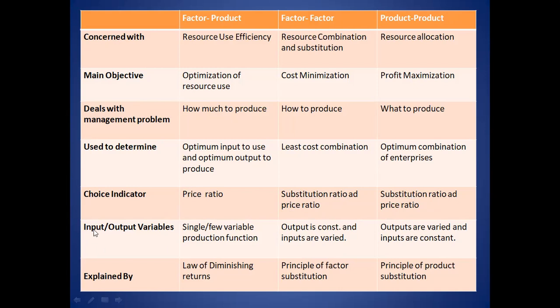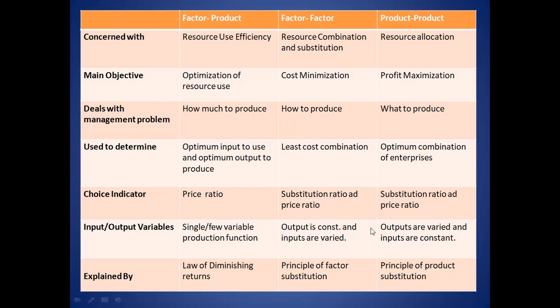Okay. Then, in input-output variables, in factor-product there is a single or few variable production function. But in case of factor, output is constant. Okay, your product is constant. Let's say for 100 units, all the time 100 units. But your inputs are varied. Why? Because you are substituting between the two inputs. Sometimes input 1 will be larger, input 2 will be smaller. Sometimes input 2 will be larger, input 1 will be smaller. Okay, so the inputs are varied.